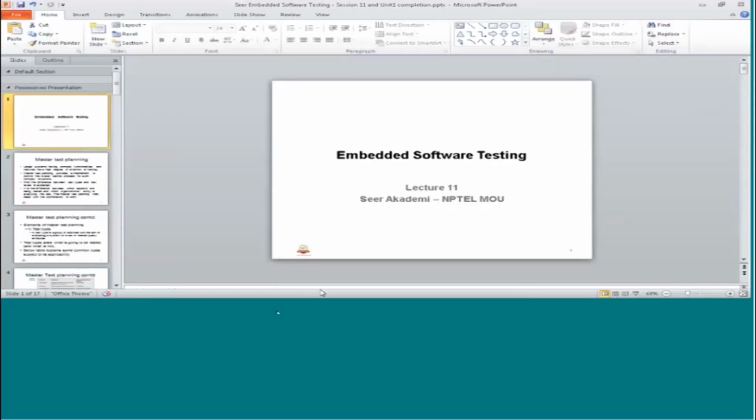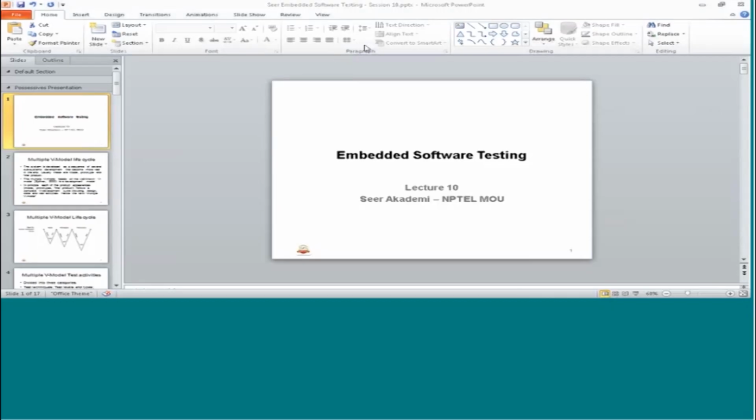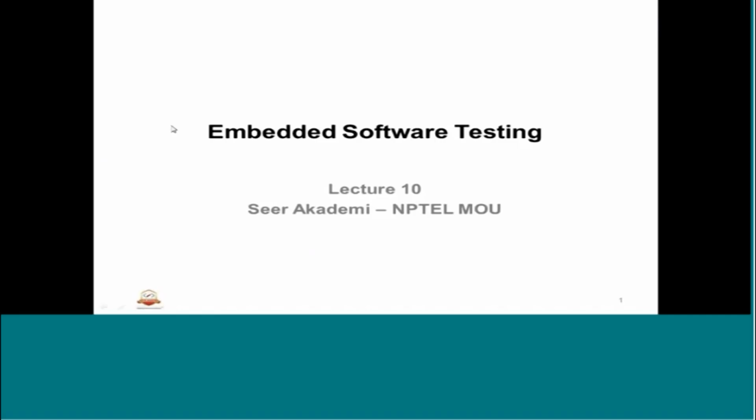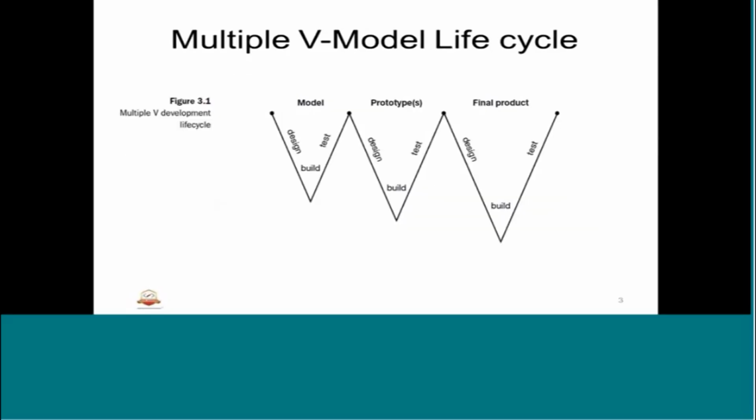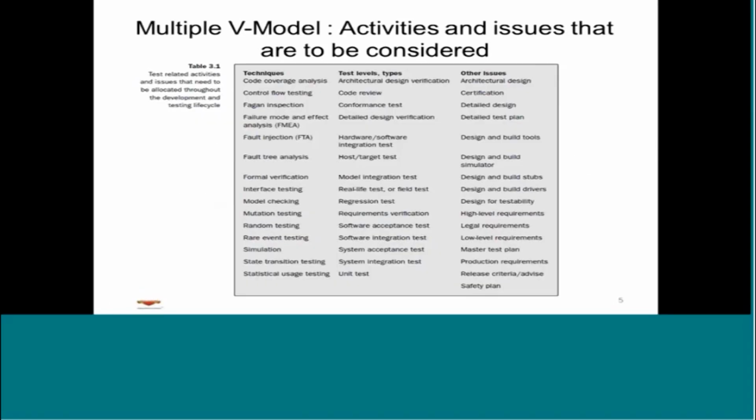In session 10 we understood different models, multiple. We started with life cycle models, prototype and formal life cycles. Then we studied the V model, having requirement, design, implementation on the left hand side, and on the right hand side unit testing, integration and system testing. We also went through the multiple V model life cycle: model, prototype, final product. These were considered for the multiple V model life cycle. We also went through the activities involved, techniques, test levels, types, other issues, and the mapping to the multiple V model.